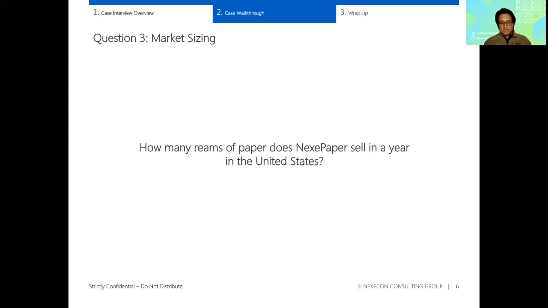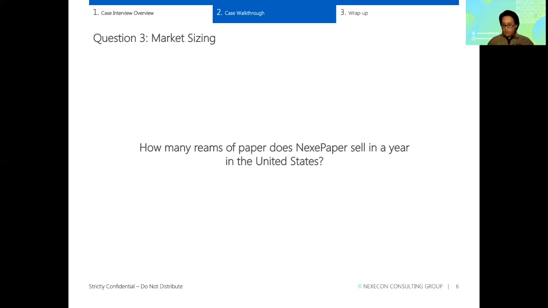Definitely seems like a sizable market to me. But the key question we were trying to answer is, what is Nexapaper's share in that? And if I remember correctly, we said that was 30%. So if the total market size is 1.3 trillion and Nexapaper has a 30% share, I'm just going to do 3/10 of 1.3 trillion. So that's going to be about 0.39 trillion, which I'm just going to round up to 0.4. So 0.4 trillion is going to be 400 billion reams.